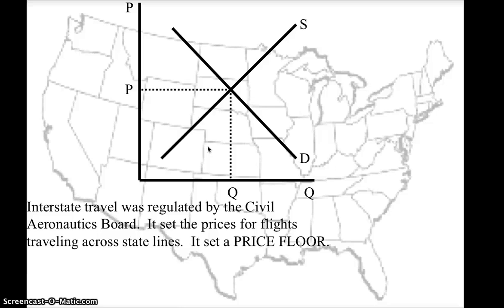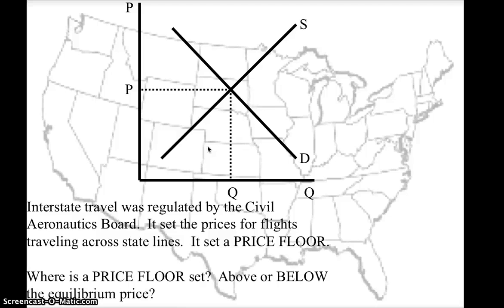Interstate travel was regulated by the Civil Aeronautics Board. It set the prices for flights traveling across state lines, and it set a price floor. So thinking back to when we studied price ceilings, where is the price floor set, above or below the equilibrium price? Well, if you're following from before, the price floor would be set above. Now again, it might seem counterintuitive because floors are usually not above anything, but if you're thinking about it logically, the price is trying to drop to the equilibrium price, but it hits the floor and it cannot go any lower.